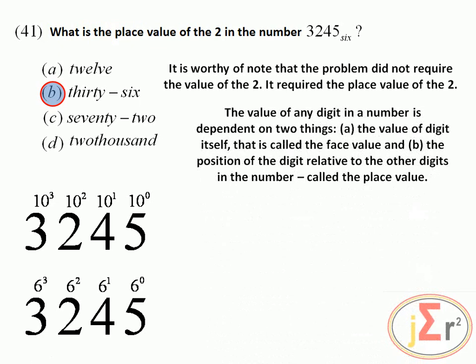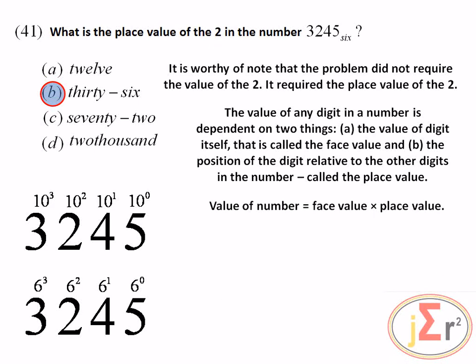The value of any digit in a number is dependent on two things. A, the value of the digit itself, that is called the face value, and B, the position of the digit relative to the other digits in the number, and that is called the place value. So the value of a digit is dependent on two things, the place value and the face value.